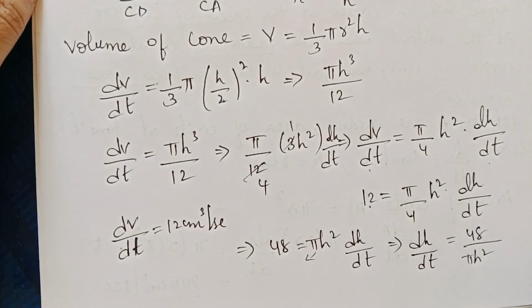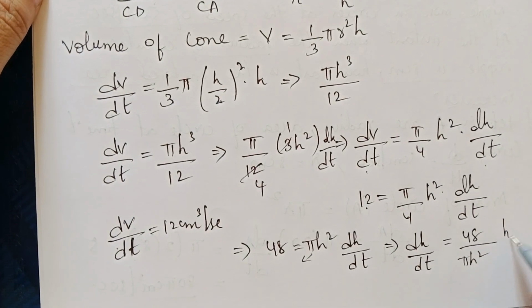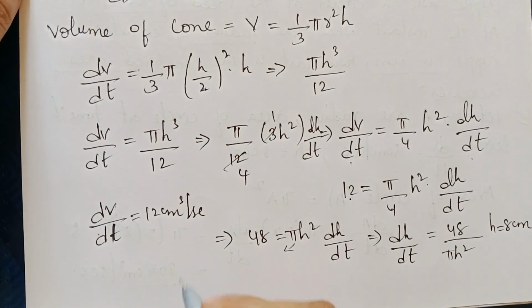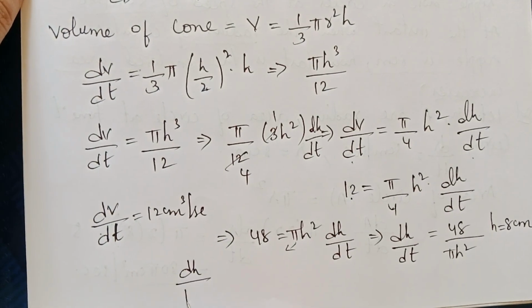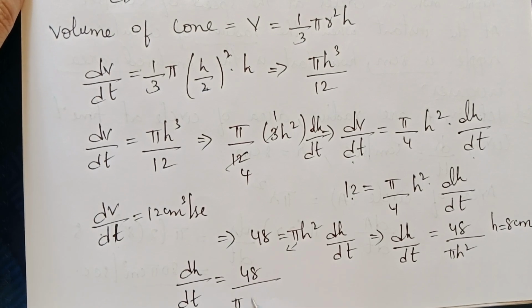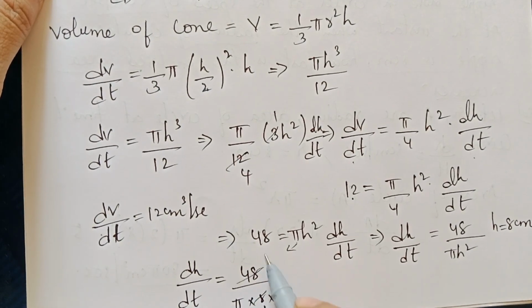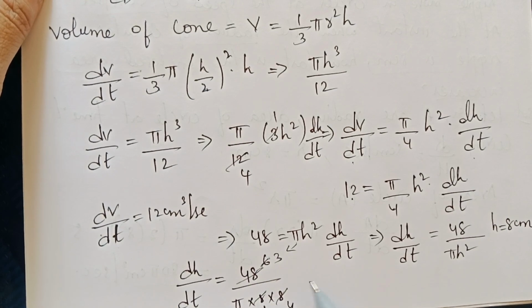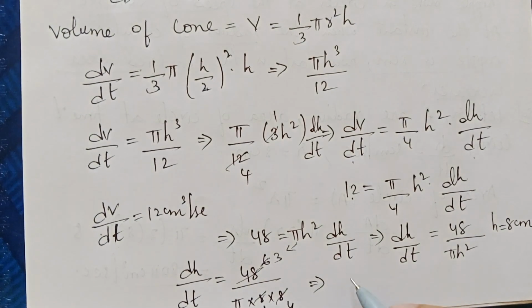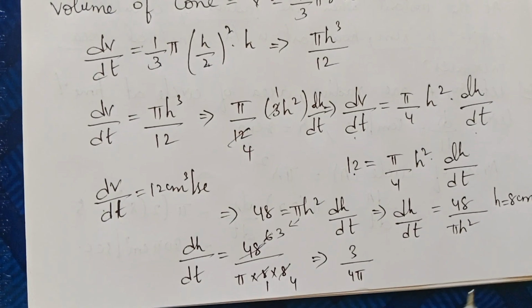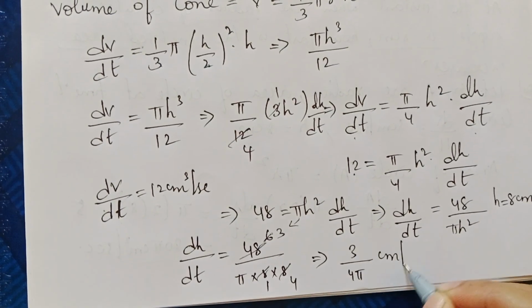In the question it is given that the level of water is at a height of 8 centimeters. So we get dh by dt equals 48 by pi into 8 into 8. So 8 ones are 8, 8 sixes are 48, 2 threes are 6, 2 fours are 8. So the answer will be 3 by 4 pi centimeter per second.